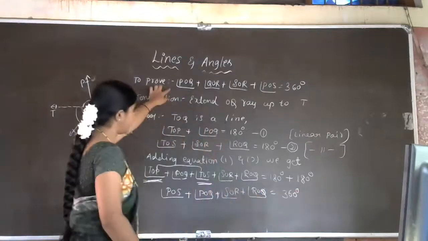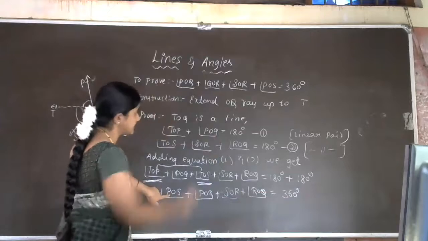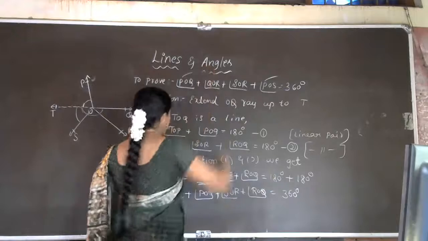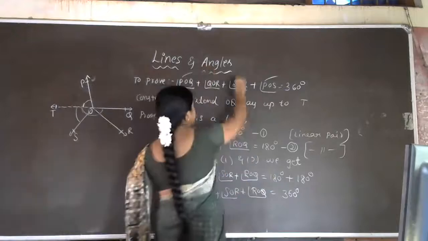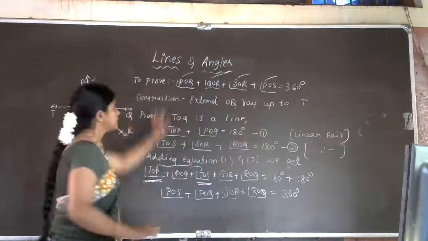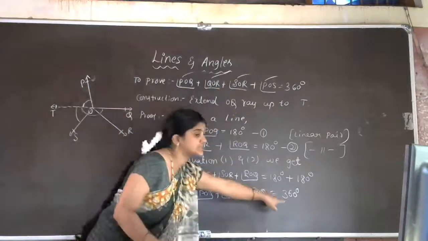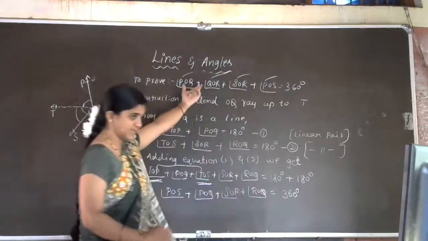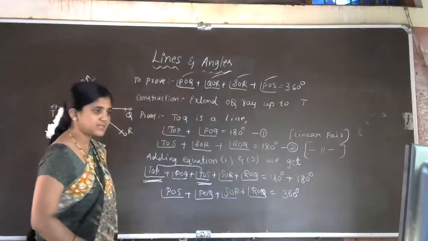Just observe the above proof. POS, yes, POS is there. Then POQ, yes, POQ is there. Then SOR, SOR is there. Then ROQ, ROQ is there. So the sum of these four angles is equal to 360 degree. If you want, you can arrange this in the same way for the to-prove part. Okay, is that clear, students?